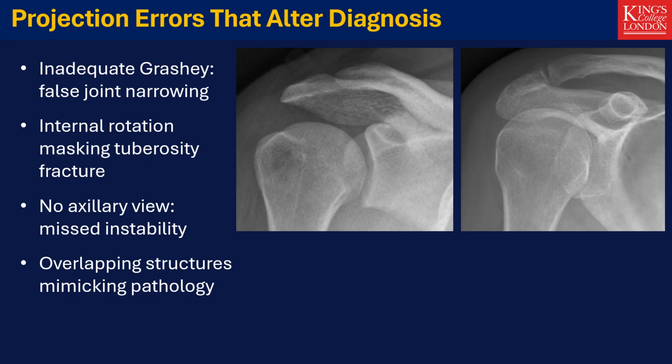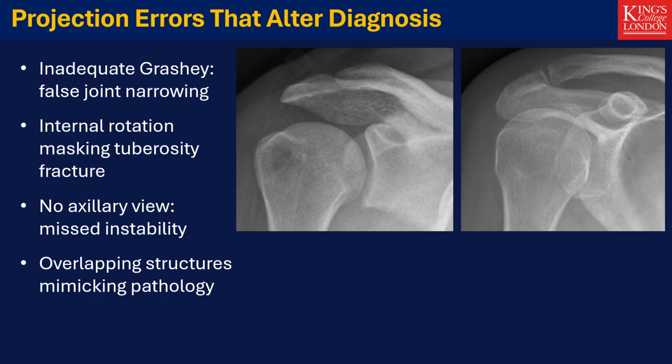Projection adequacy is fundamental. A non-true AP can falsely suggest joint space narrowing. Before diagnosing osteoarthritis, confirm that the glenoid is properly profiled. Internal rotation may obscure greater tuberosity fractures. If the tuberosity is not well profiled, small avulsion fragments will be missed. Without an axillary view, posterior instability cannot be excluded. That omission alone accounts for many missed dislocations.